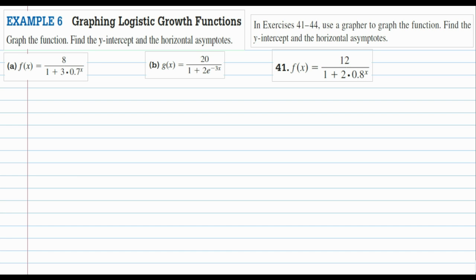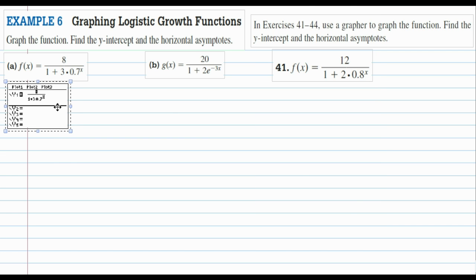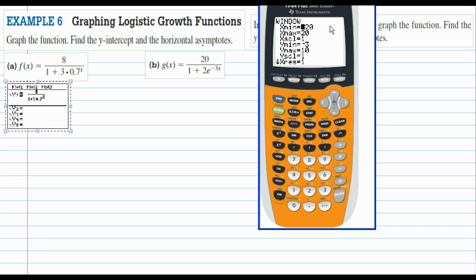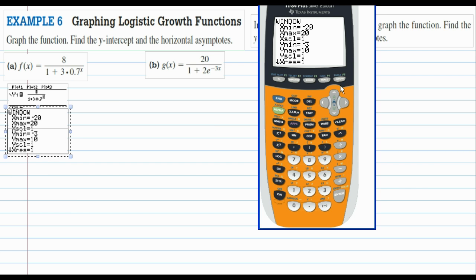Example 6 says, graph the function. Find the y-intercept and the horizontal asymptotes. Done. Here is my y equals. I found a good window so that my window can show the actual growth happening as well as the function reaching the lower horizontal asymptote and the upper horizontal asymptote.